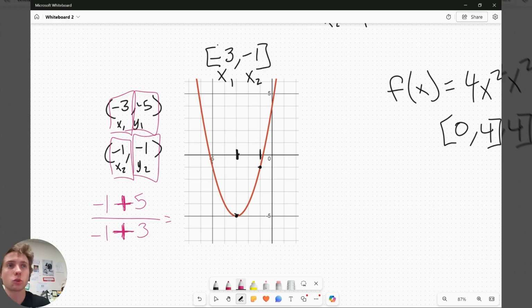Type that entire thing into our calculator, into Desmos, see what it gives us. If you were to type that in, you'd get a value of 2. Our graph goes up 2 coordinates for every 1 that it goes over. That is our slope, our rate of change of 2.